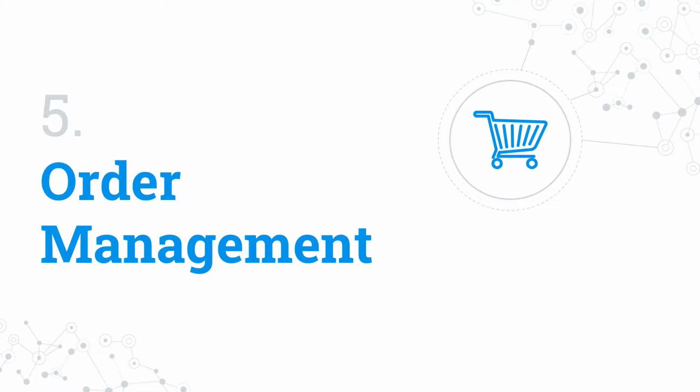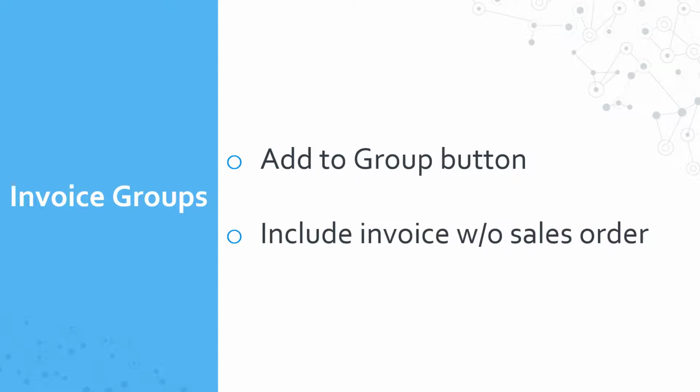Now onto order management. Release 2021.1 includes 2 enhancements to the invoice groups feature. First, an Add to Group button now appears on an invoice when it is able to be grouped. Selecting this button will display a list of available invoice groups. Second, invoices not associated with sales orders can now be added to an invoice group. This can be especially useful if you want to group imported invoices.